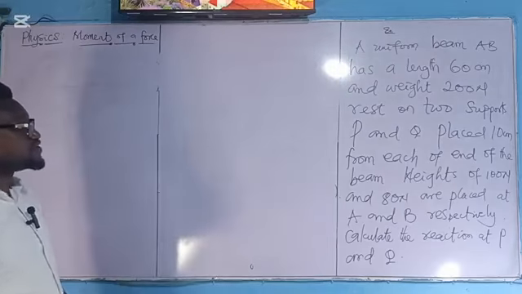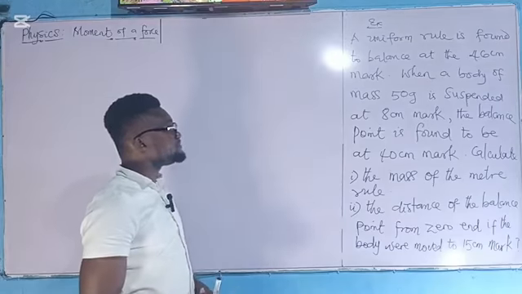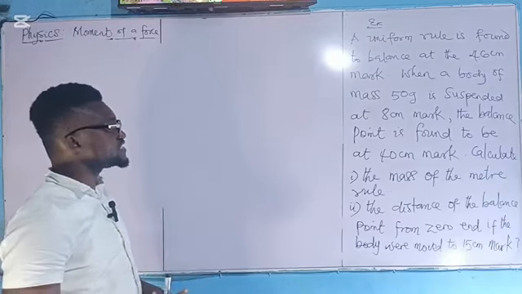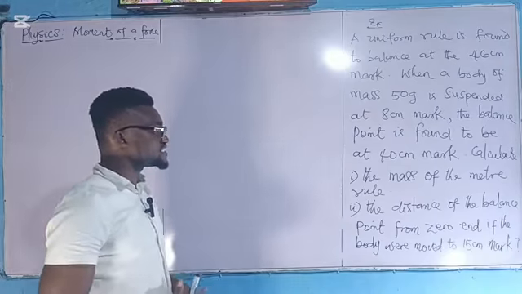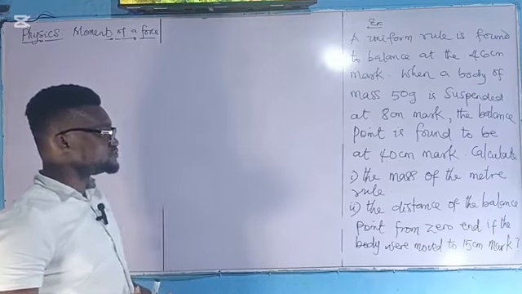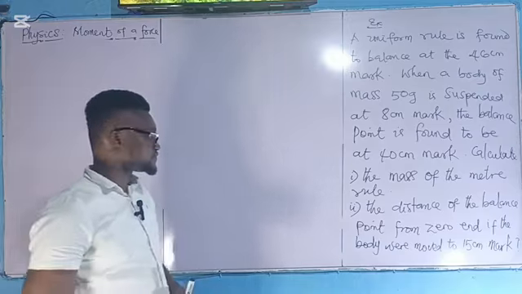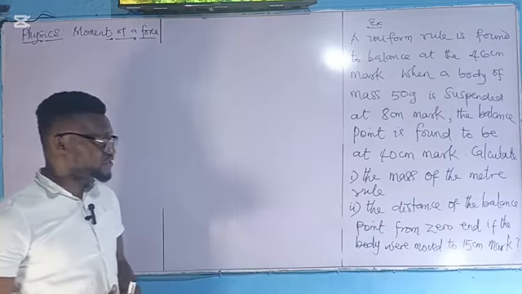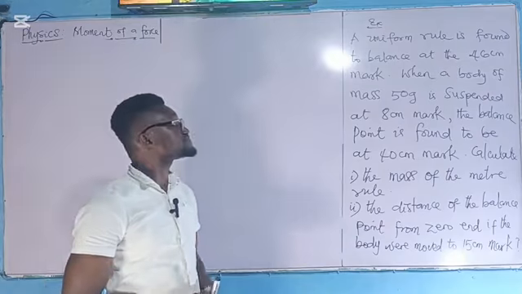We have another question on the board. It reads, a uniform rule is balanced at 40 cm mark when a body of mass 50 grams is suspended at 8 cm mark, the balance point is found to be at 40 cm mark. Calculate the mass of the meter rule. The distance of the balance point from zero end if the body were moved to 15 cm mark.